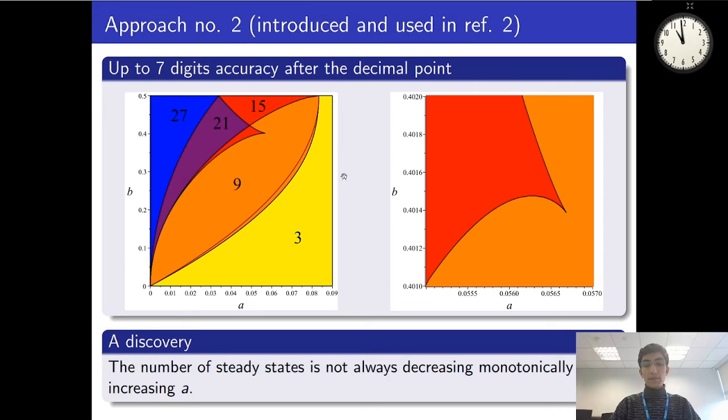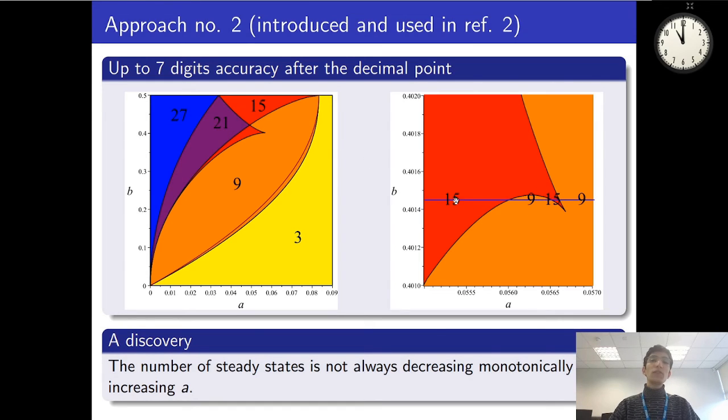So what it says is there are some choices of values of b such that when you increase a, the number of steady states starts at 3 to the power 3, 27, decreases to 21, then decreases to 15, decreases to 9, but temporarily increases to 15 and then goes back to 5 and then 3. So a discovery was that the conjecture was not true, it can temporarily increase, and here is one example. And the result is guaranteed to 7 digits of accuracy. If you want more, you have to increase the digits of accuracy and then run the algorithm again.